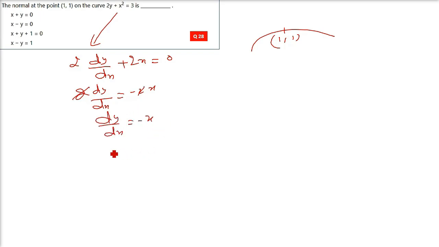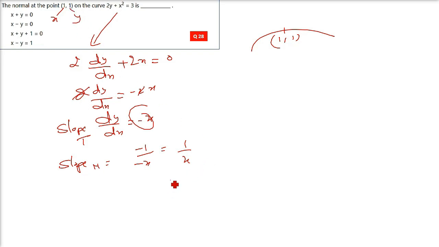Alright, this is the first one. This is the slope of the tangent. And the slope of the normal will be what? It will be negative 1 divided by this. So negative 1 divided by negative x, negatives cancel, it is 1 by x. So this is the slope of the normal. x is 1, y is 1, so you just put x as 1. The slope of the normal is 1.